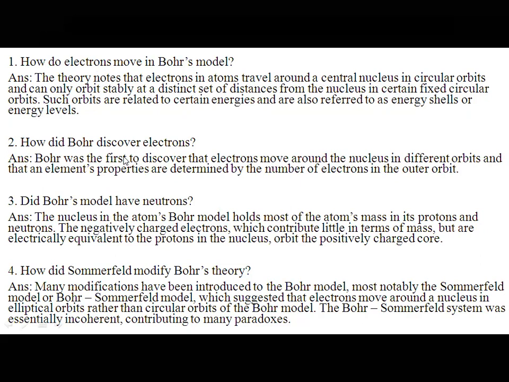How did Bohr discover electrons? Bohr was the first to discover that electrons move around the nucleus in different orbits. Rutherford said electrons are revolving in certain paths called orbits. But whether there is only one orbit, or many orbits, or different orbits, was found by Bohr. Did Bohr model have neutrons?